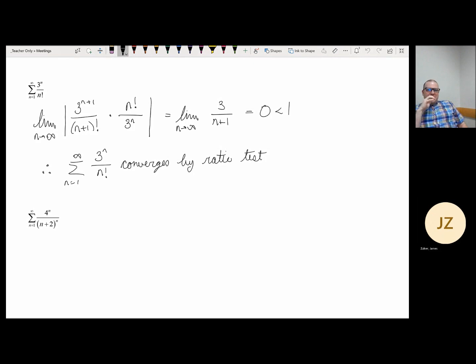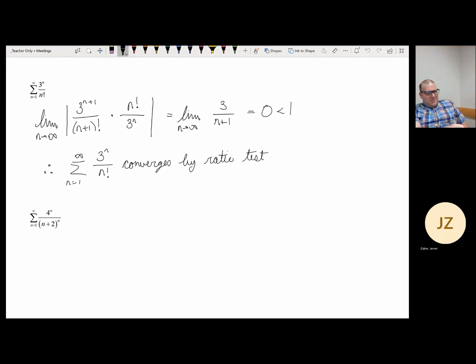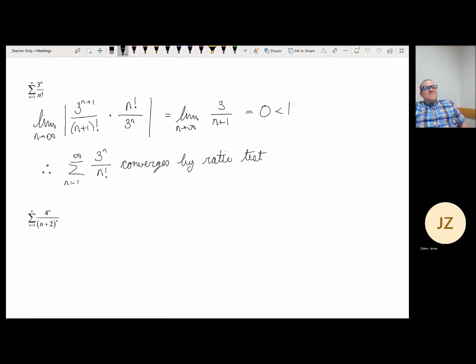It'd be 4 times (n+2) to the n over (n+3) to the n+1. Right, because remember you have n here and n here, which is not fun. But it's still pretty clear that there is a better test.